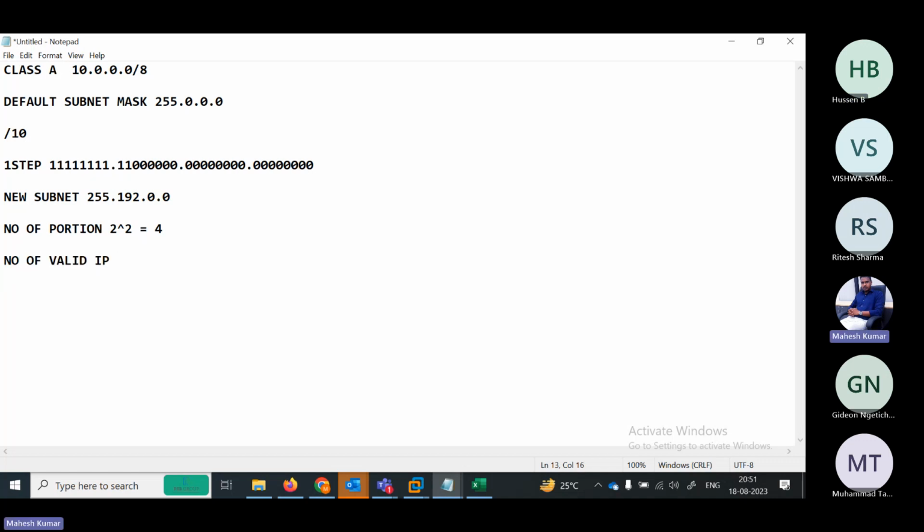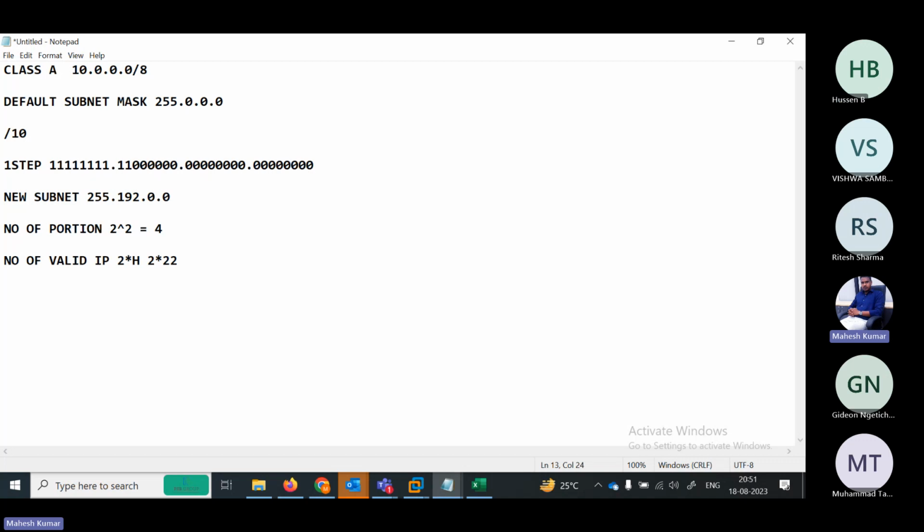Number of valid IPs means how many total host bits we are having? 8 plus 8, 16, and then 22. This is 16, and 17, 18, 19, 20, 21, 22. So 2 to the power h minus 2, where h is the total host bits, 22. So 2 to the power 22 we need to calculate.